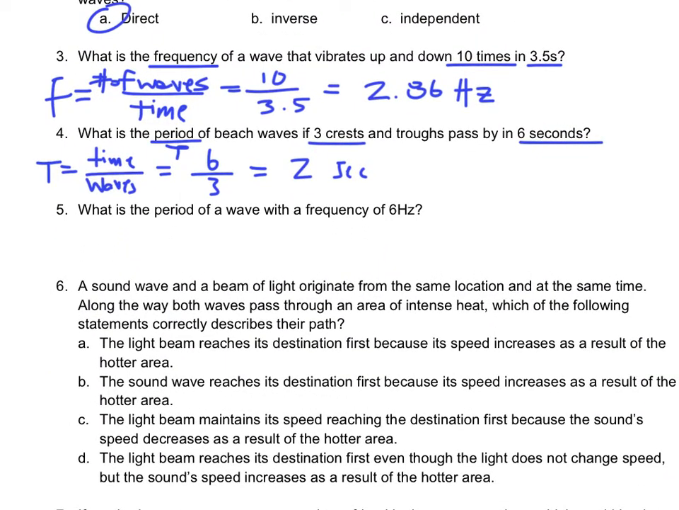Number 5, what is the period of the wave with a frequency of 6 hertz? So we're talking about period, and I'm given the frequency. Well, we know that period and frequency are inversely related. So if I want to find period, all I have to do is take the inverse of the frequency. So my period is the inverse of 6, which is 0.17 seconds.